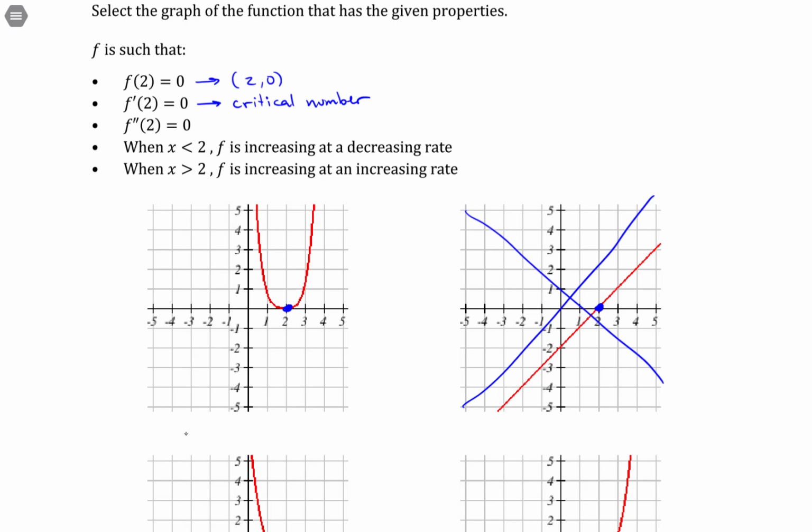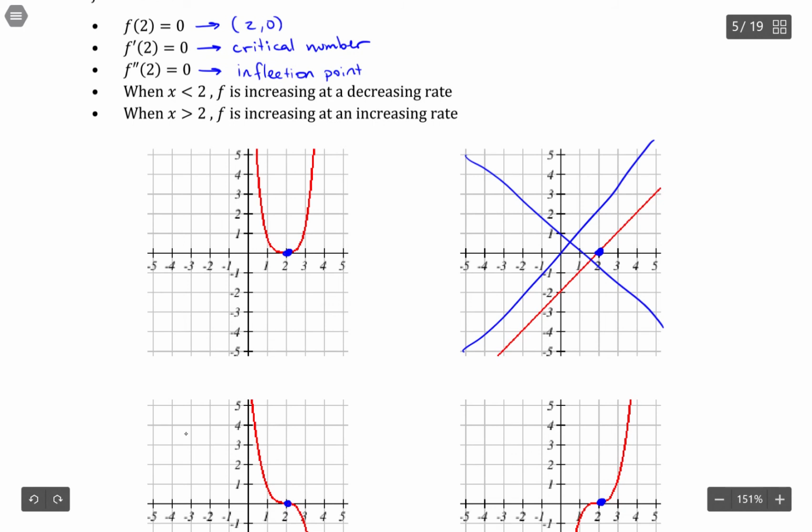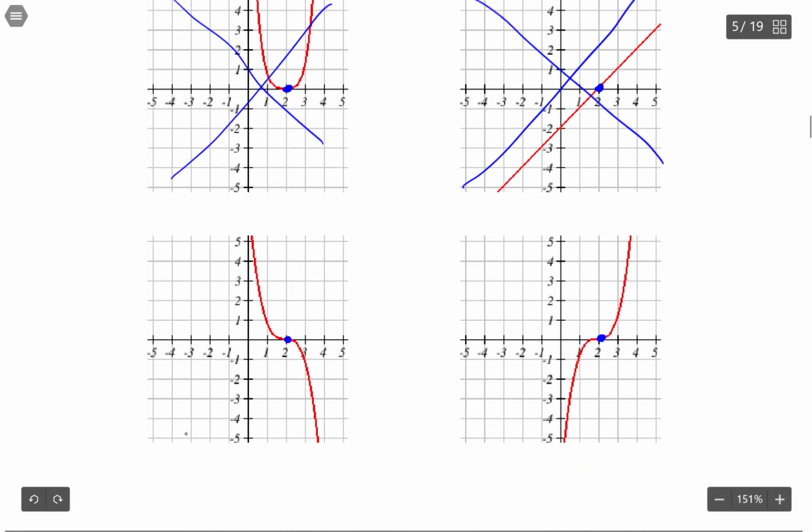The second derivative evaluated at 2 is equal to 0. So if the second derivative evaluated at some number is equal to 0, then what that means is we have an inflection point. And at an inflection point, what happens is we change from an interval that is concave up to concave down. The first graph is entirely concave up, so there's never a change from concave up to concave down. So we can eliminate that as a possibility because we're not seeing that change.